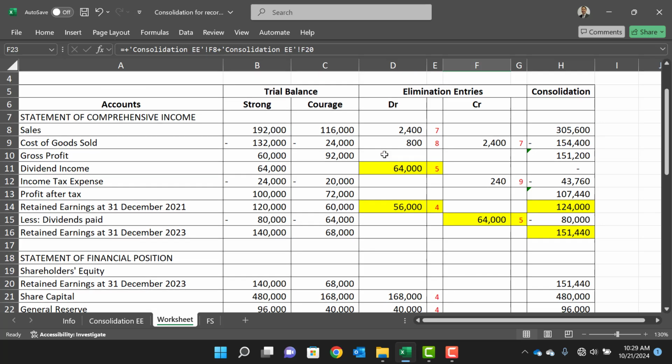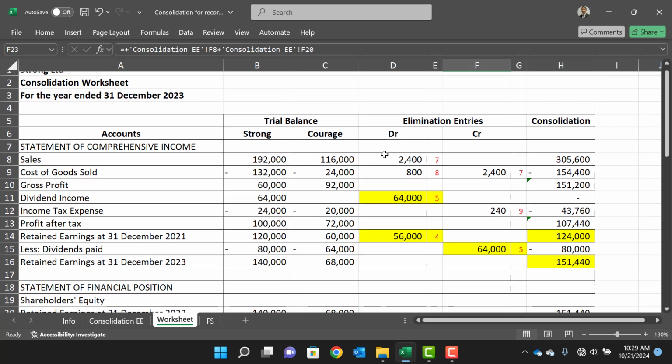All right. Let's go to the technicalities of the consolidated worksheet. In this case, if you have a sale here for Strong and Courage, and you have debited an amount here, in consolidation the normal balance or normal side will apply. For example, as we know, sale has a normal balance of credit. So you have this credit here.